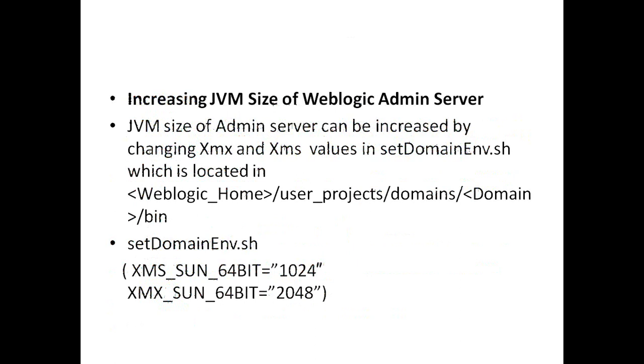This is an example for the WebLogic admin server, how you can manipulate the JVM size. In the case of WebLogic, there is a file called setDomainEnv.sh. In this shell script, you can edit and increase the minimum and the maximum size of the JVM. In this case, suppose I am using the Sun JVM, so I can use it like this. So try to open this file, setDomainEnv, and edit these values.